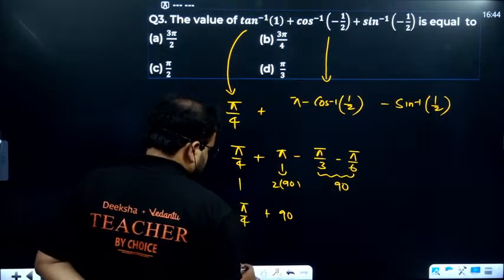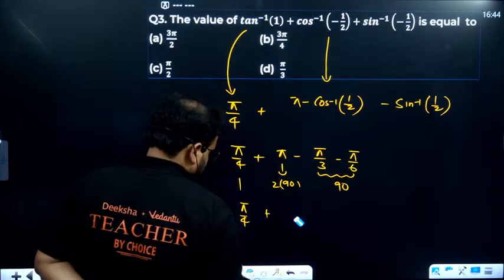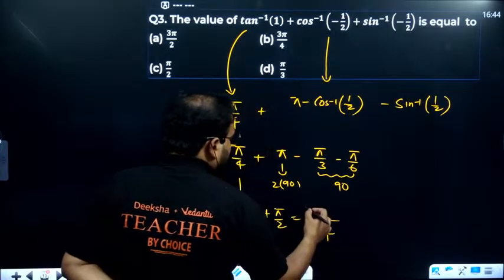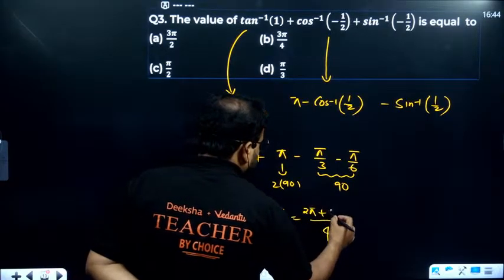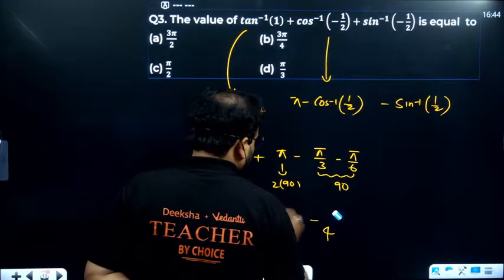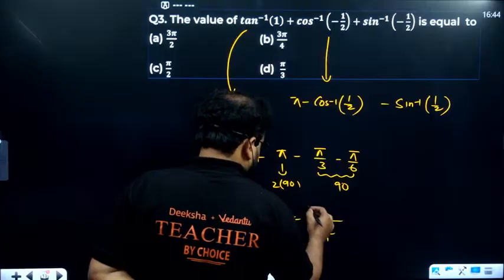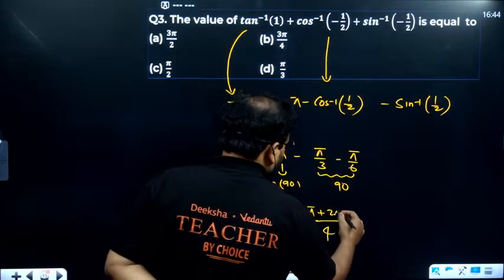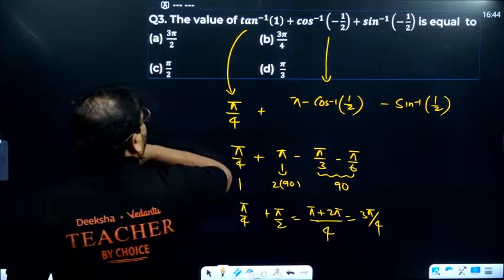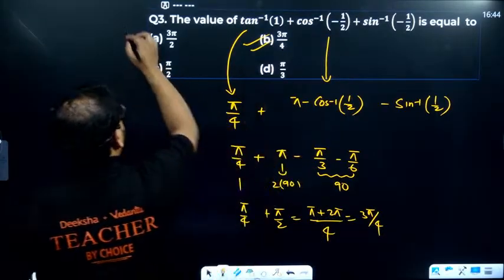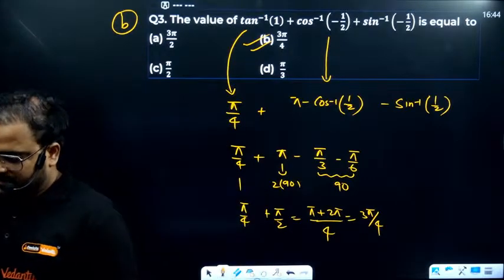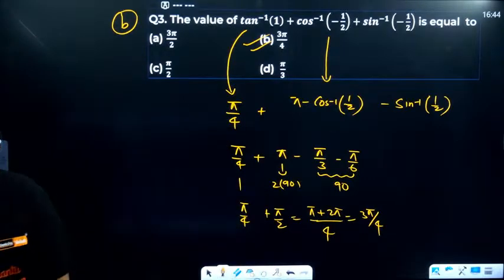So I can rewrite this as pi by 2. LCM will be 4. You have 2 pi and plus pi. You'll have the answer as pi plus 2 pi, and that is nothing but 3 pi by 4. That's option B. Yes. Great.